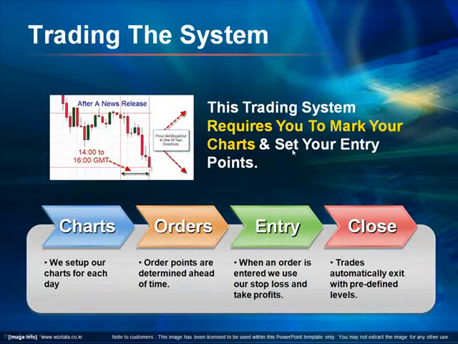This trading system, rather than using indicators, you're going to mark your charts as you go along. So when we start with this system, we set up the charts for each day. We pre-place our orders. If we find legitimate order points, we're going to set a buy order and set a sell order that will be automatically placed if the price hits that point. And the entry automatically occurs after we've done that. And we're going to use stop losses and take profits. So the whole trade is automated. Trades are closed by themselves.